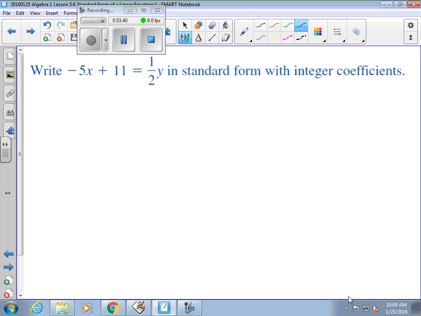On the back, write this equation, -5x plus 11 is equal to 1/2 y, in standard form with integer coefficients. So it specifies right here: get rid of the fractions. Take about 45 seconds on that one.